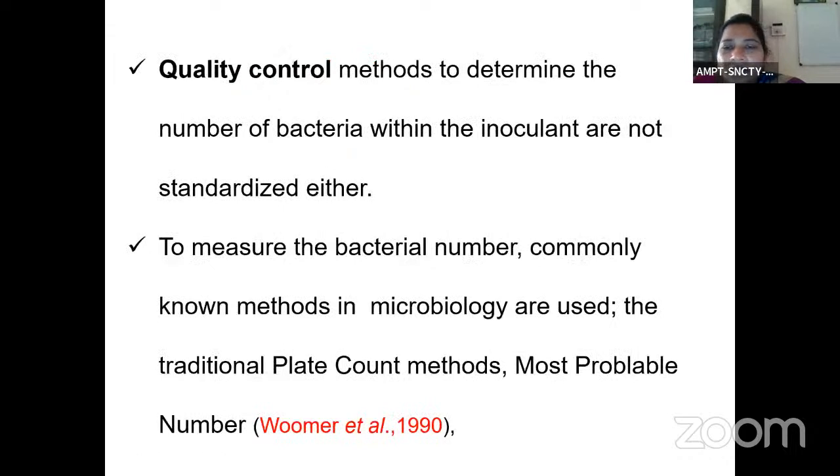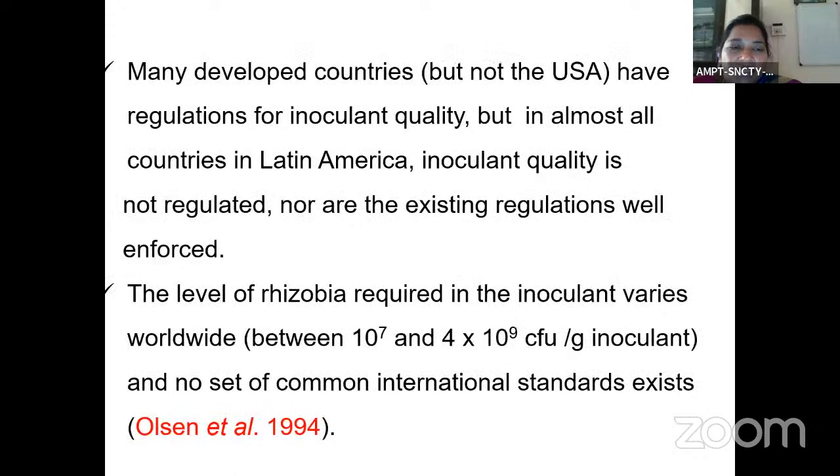The quality control methods determine the number of bacteria within the inoculants. We have standardized numbers. When we are talking about the efficiency of particular microorganisms, the bacterial number can commonly be measured by plating methods. You can use the spread plate method or pour plate method, or for Azospirillum, the most probable number method for enumeration. You can use the viable count methods and maintain the population size.